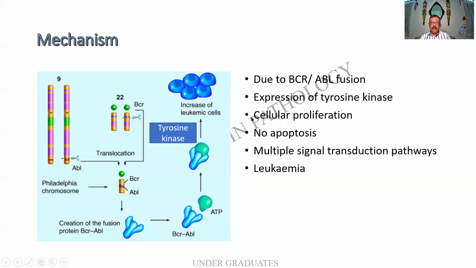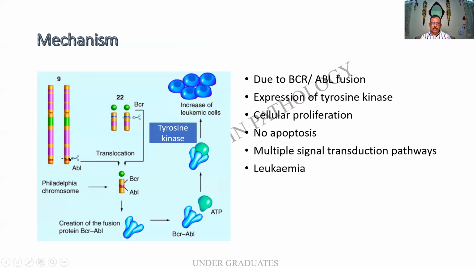Coming back to the mechanism of Philadelphia chromosome. There is a fusion of the BCR and the ABL gene that is shown over here, after which there is an expression of the tyrosine kinase, which leads to unlimited cellular proliferation and leukemia. Also, there is no apoptosis and multiple signaling pathways are there which lead to leukemia. This particular diagram, if you can draw, will definitely fetch you marks.